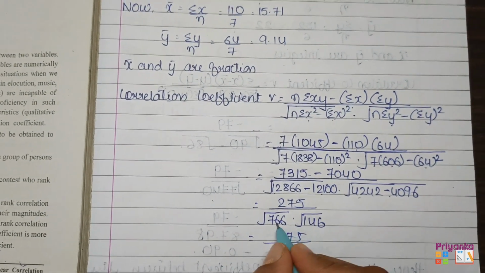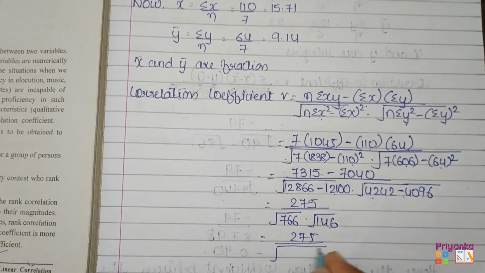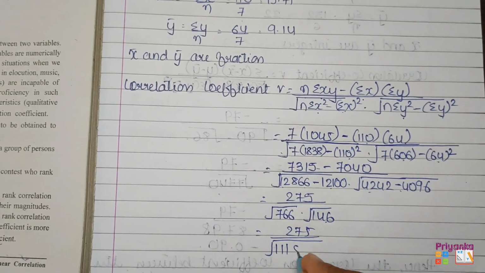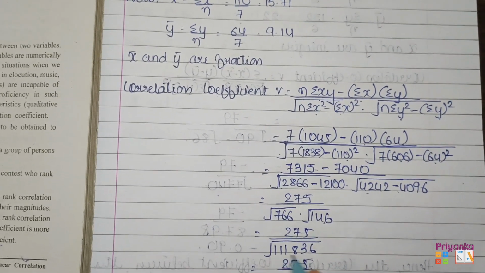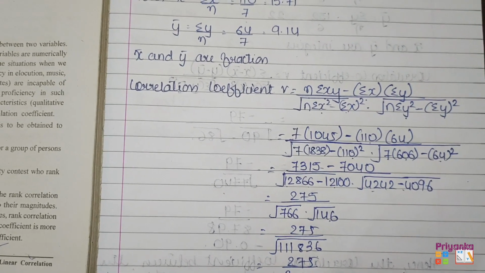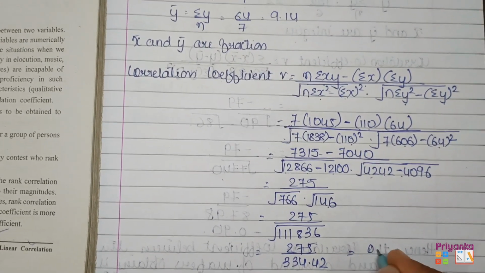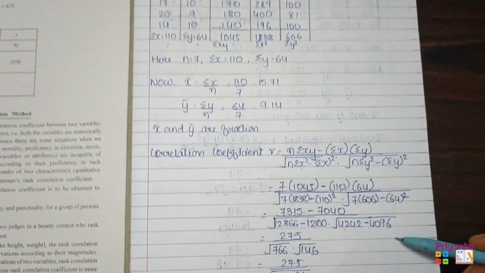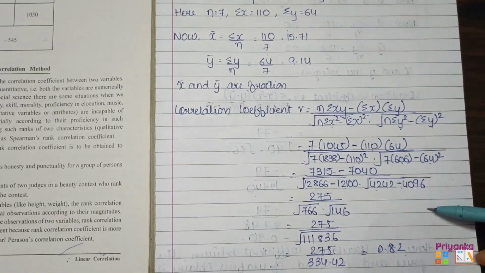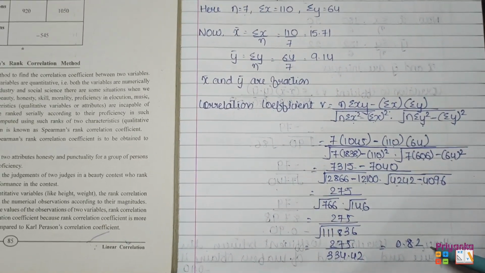Then multiply 766 by 146, you will get 111836. Then take the root of this number, you will get 334.42, and the answer is 0.82. So here we can say that the correlation coefficient between the capital investment and profit obtained is 0.82.